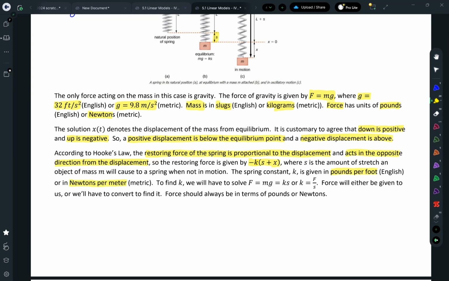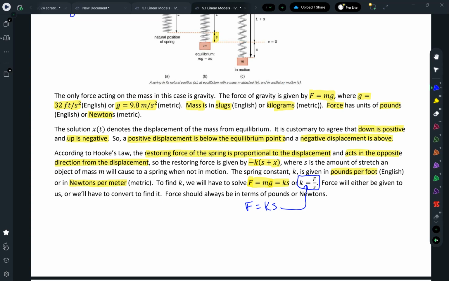To find k, we have this force. Force is equal to mass times the gravitational constant g, but mg is also equal to ks. And so we can get a formula there that relates force and the spring constant. So if we know how much the spring has stretched and we know the force, then we can find the spring constant.